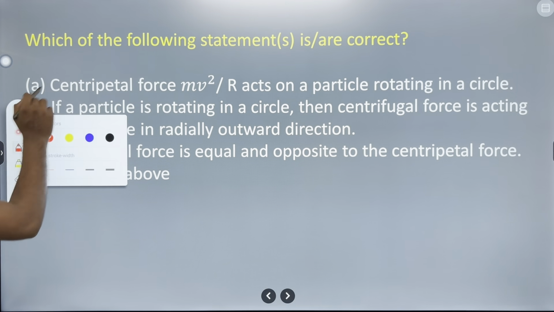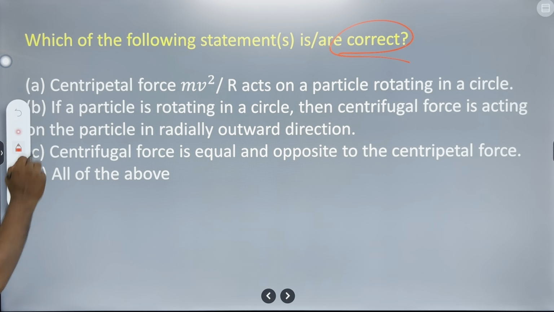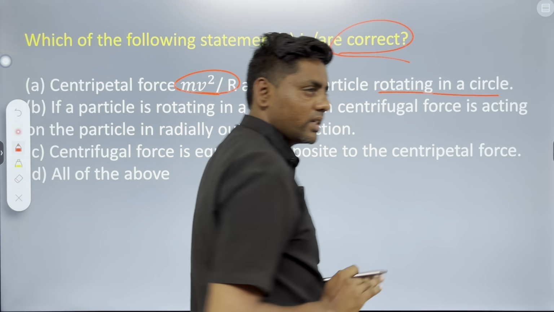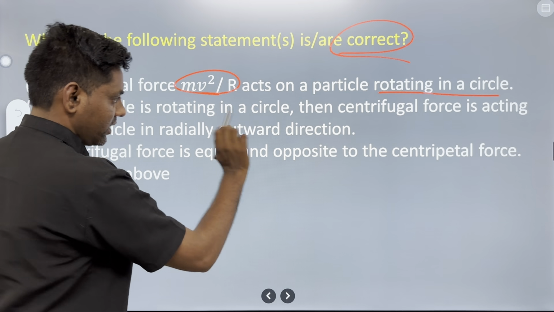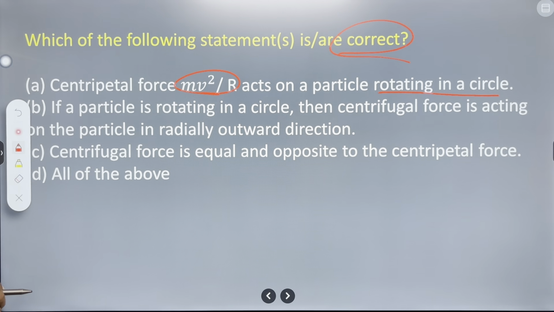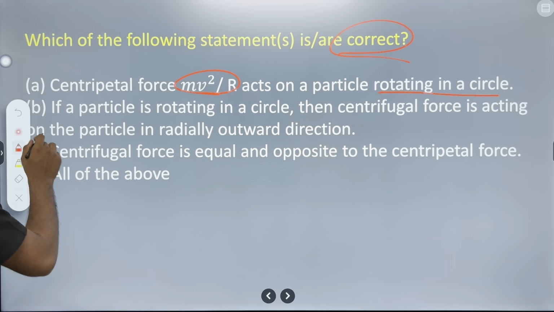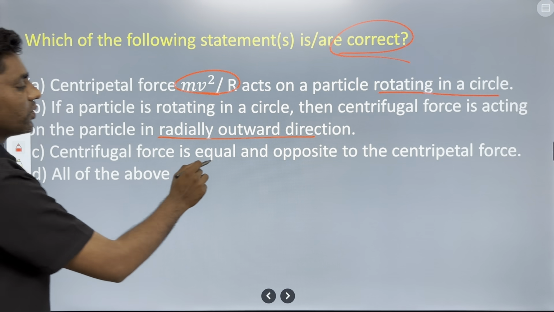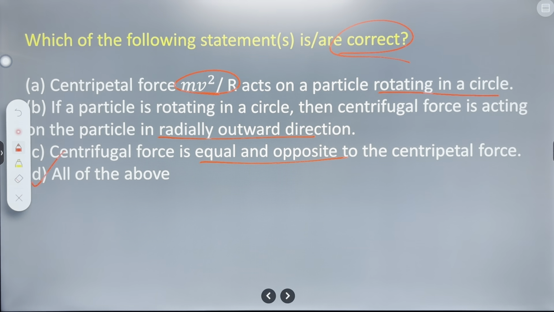Next example. Which of the following statements is correct? So read all the statements. First, centripetal force mv square upon r acts on the particle rotating in a circle. Yes, correct, because it is responsible for circular motion. Second, if the particle is rotating in a circle, then centrifugal force is acting. Yes, whenever there is circular motion, centrifugal force also acts on the particle in the radial outward direction. Yes, they gave the direction perfectly. Centrifugal force is equal and opposite to the centripetal force. This is also a correct statement. So D is the correct option of the given example.